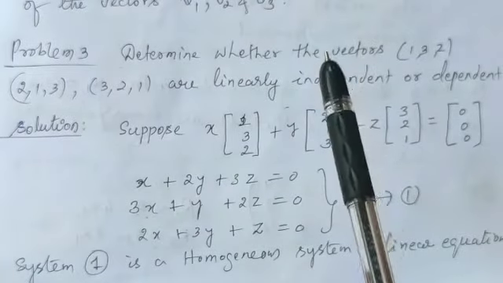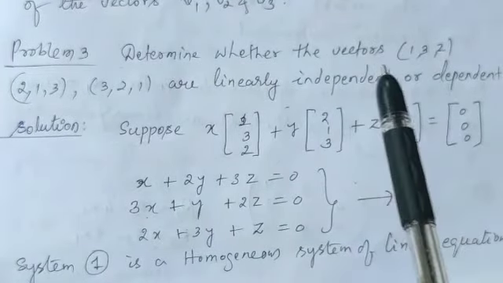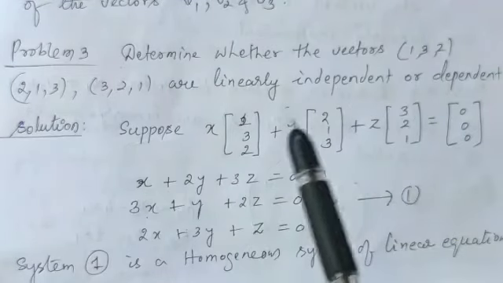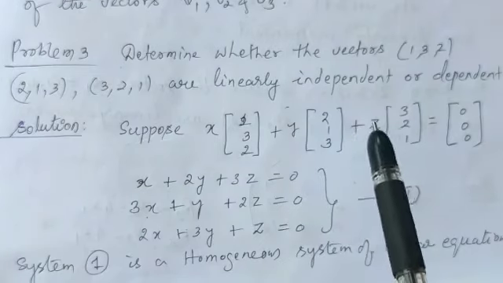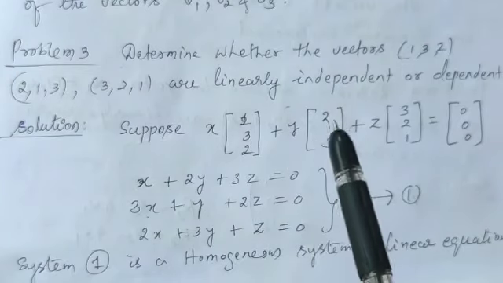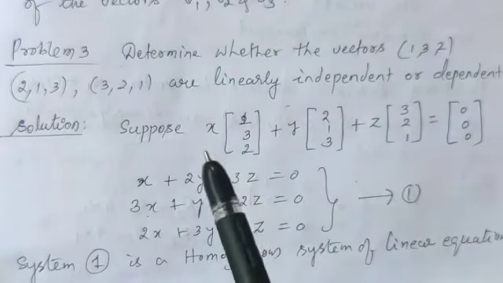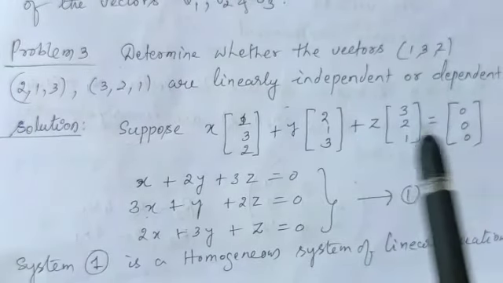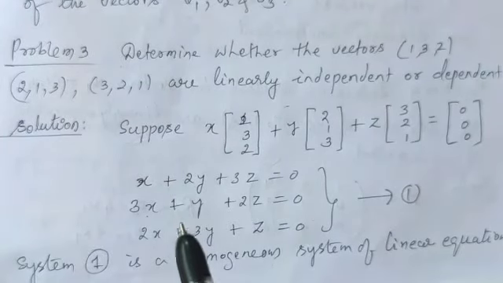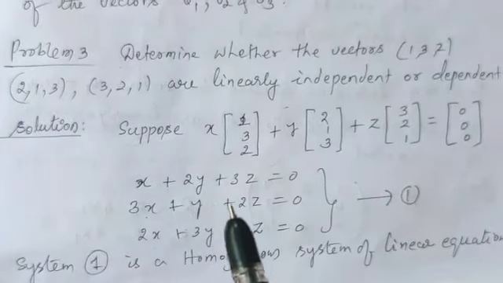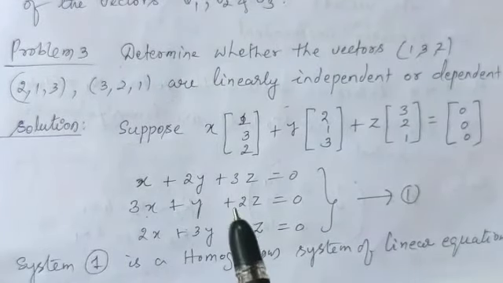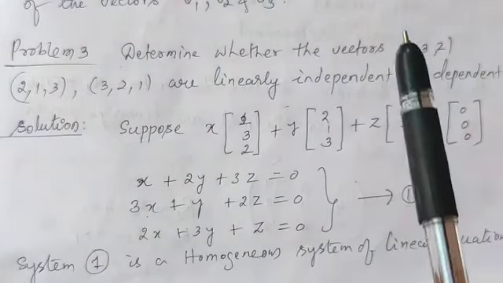So the next problem is to determine whether these vectors are linearly independent. So linearly independent means what? In place of alpha 1, alpha 2, alpha 3, I took x, y, z. That means x into v1 plus y into v2 plus z into v3 is equal to 0 means we have to prove that x equal to y equal to z equal to 0. That means this system, which is known as a homogeneous system, must have only one solution, that is x equal to 0, y equal to 0, z equal to 0, known as the trivial solution. If this system has the trivial solution, then we can say that these are linearly independent.